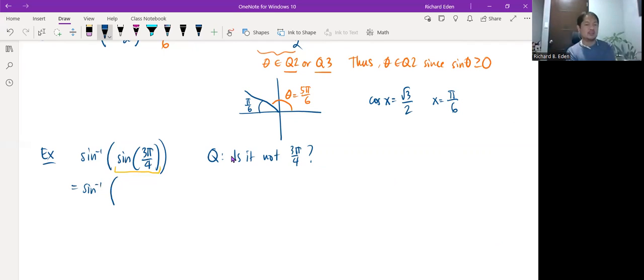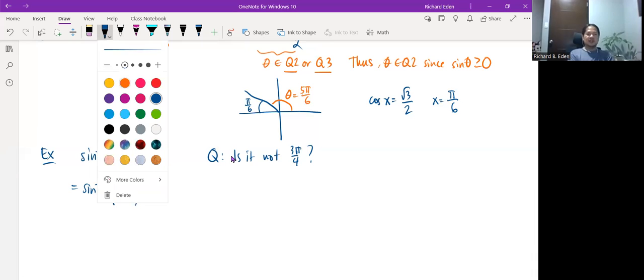Can you now give me what the sine of 3 pi over 4 is? If you want, consider what its reference angle is. 45. So it's the same as sine 45, which is square root of 2 over 2.